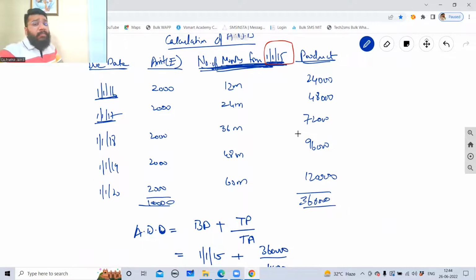You want to take base date as 1/1/2016? If you take base date 1/1/2016, I'm telling you, take any base date, the answer will be the same. But again, what will happen is, you have to travel backward, 1/1/2015 now.